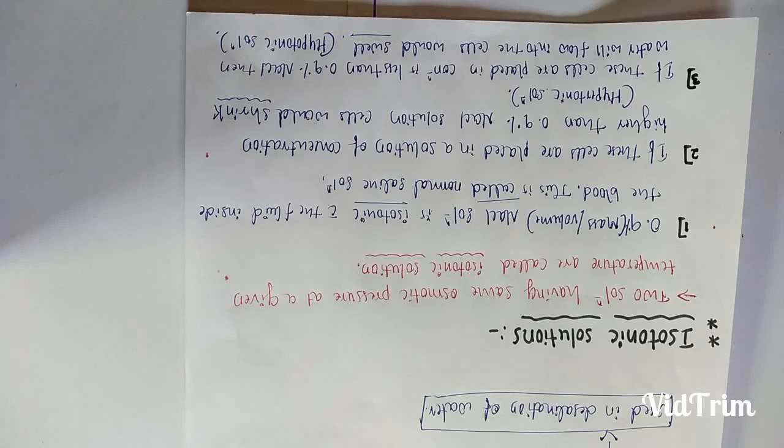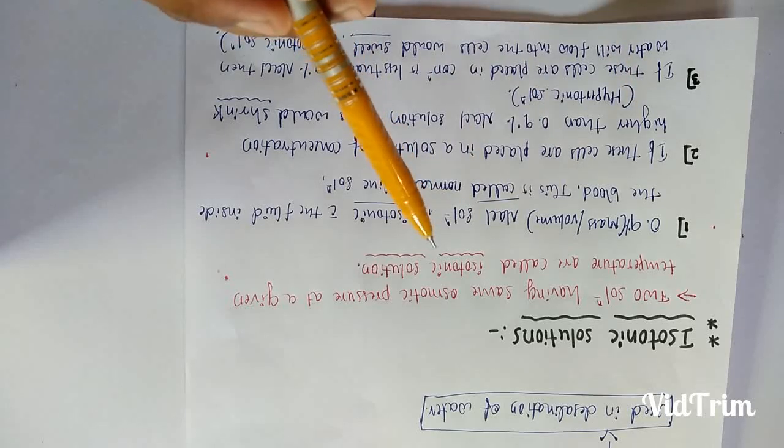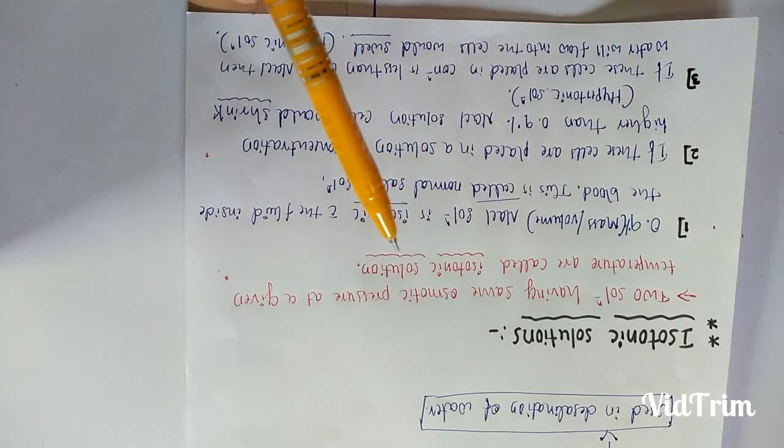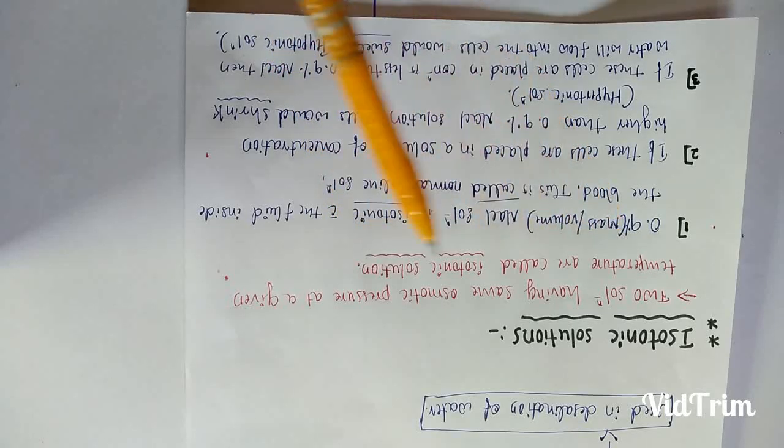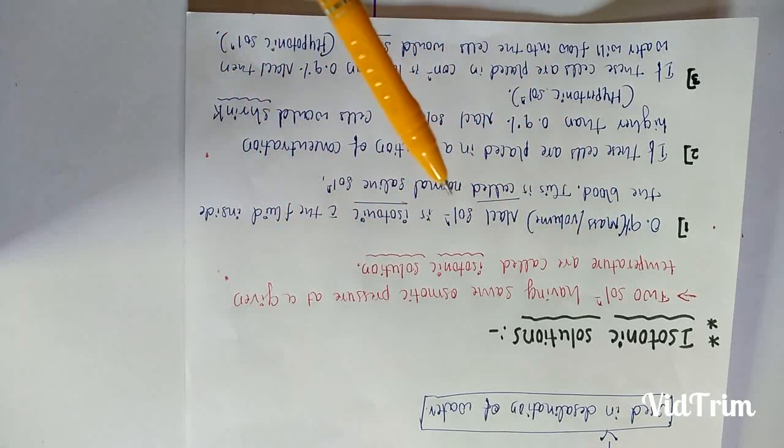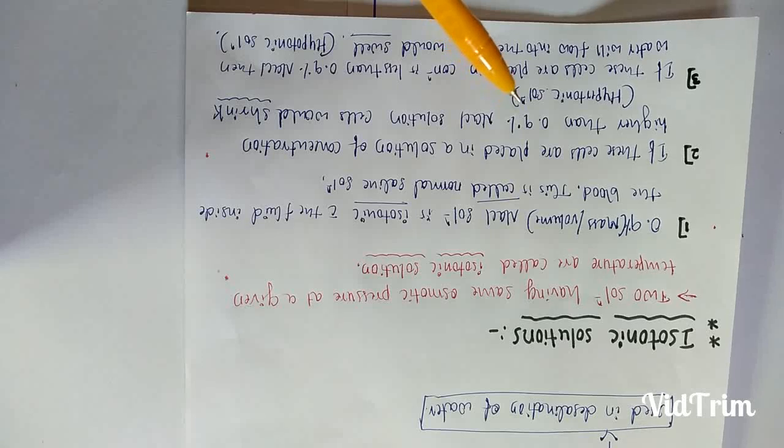Okay students, simply isotonic solution means the osmotic pressure is same. Okay, two solutions having same osmotic pressure. And next one, hypertonic solution means osmotic pressure is higher than the normal solution. Then here hypotonic means osmotic pressure is lower than the solution. Okay, so this is about the two colligative properties. One is depression in freezing point and another one is osmotic pressure. Okay.